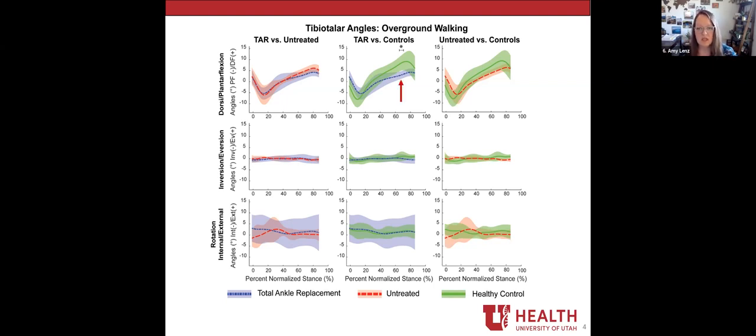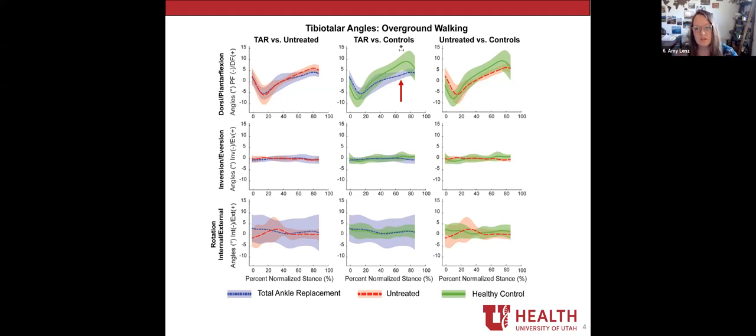Second column is our total ankle replacement limb compared to the healthy individuals as our control group. And we do see an increased dorsiflexion in late stance in our controls that we do not observe in our total ankle replacement patients, which does yield a significant decrease in range of motion for our total ankle replacement patients. However, the frontal and transverse plane kinematics remain unchanged with no statistically significant differences.